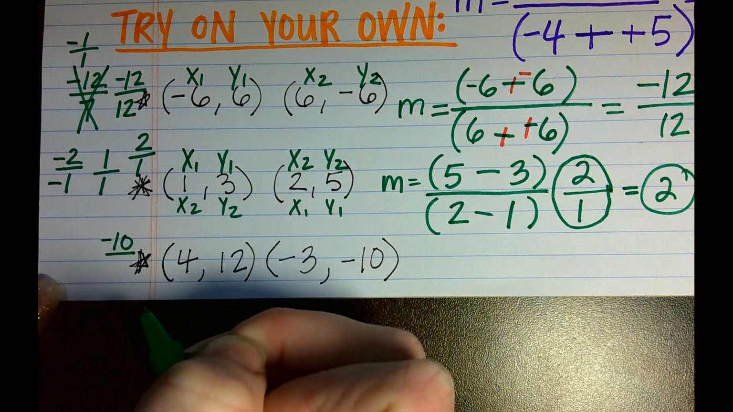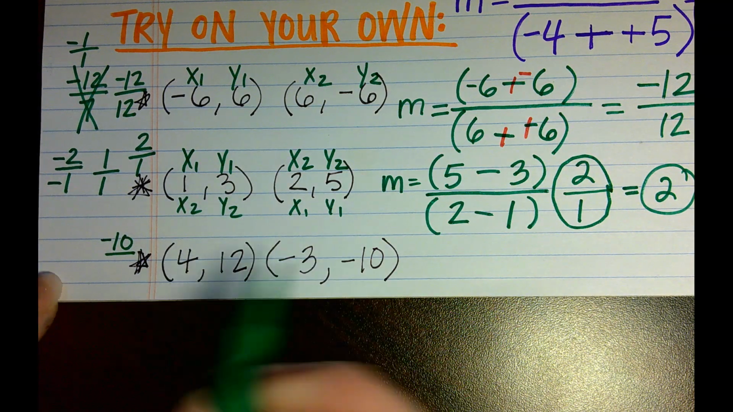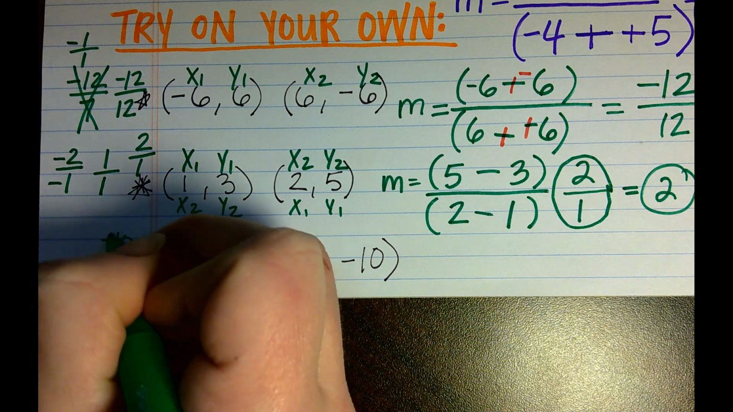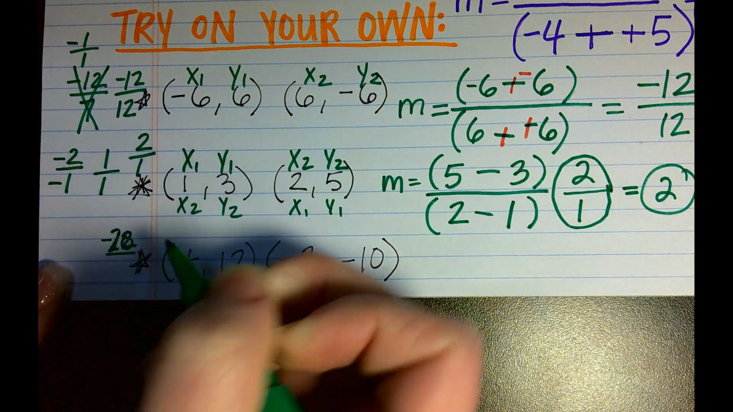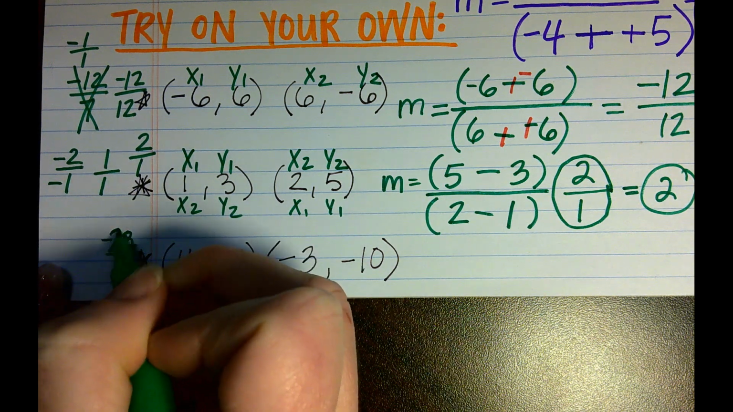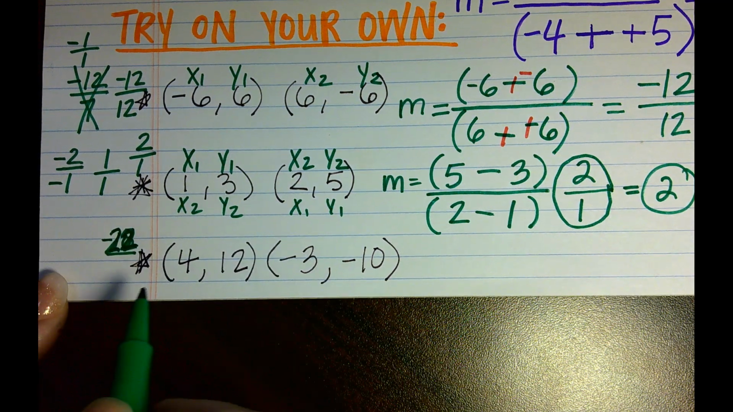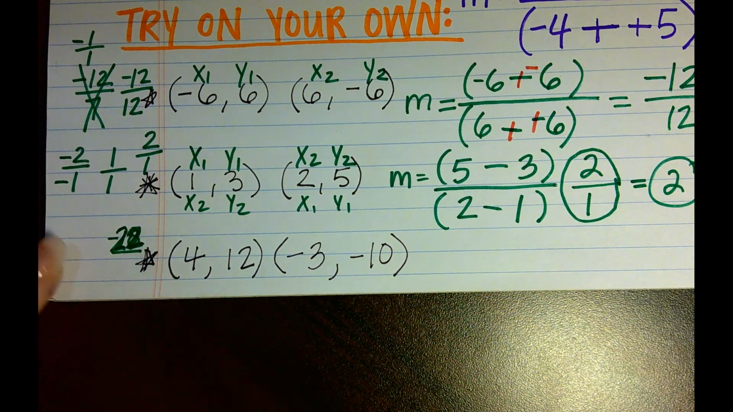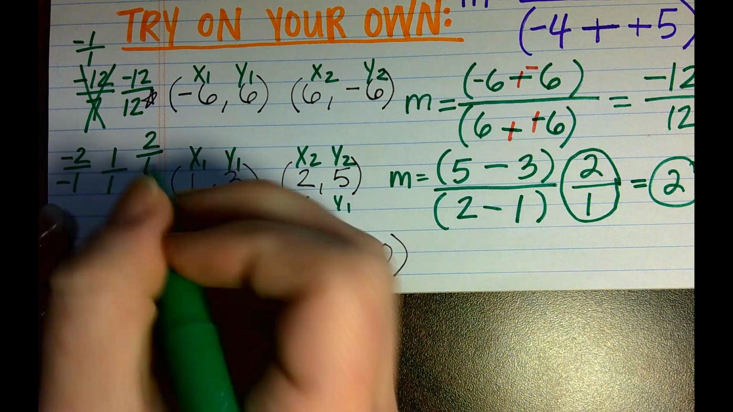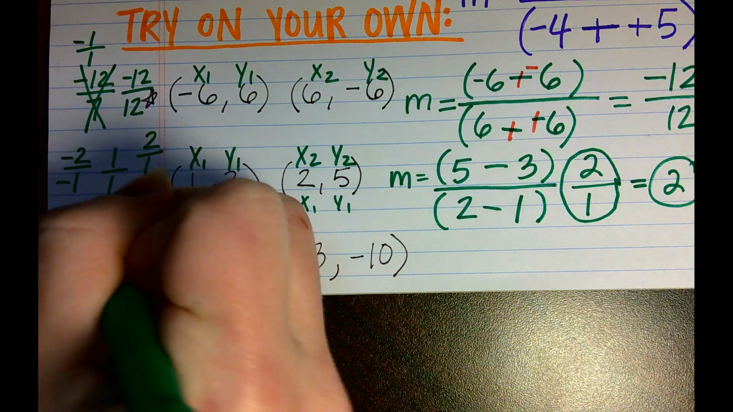Hold on. Are you asking for the answer? Yes, the answer. -22. Oh, -22. Yes, -22. Okay, -22. Did anyone get something different than -22? 22 over 7. Positive 22 over 7. Okay, let's write that. 22 over 7.